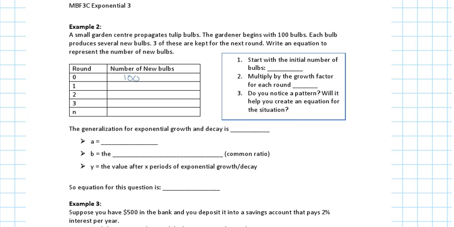What's going to happen after my first round? How many bulbs do you think I'm going to have after my first round? 300. And how do you know that? 100 times 3. Each bulb is going to give you 3, so you're going to do 100 times 3, right?